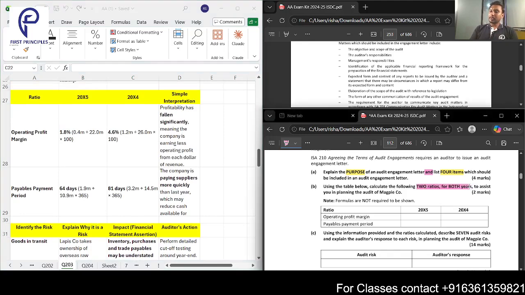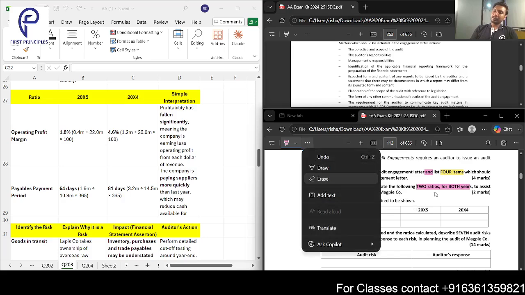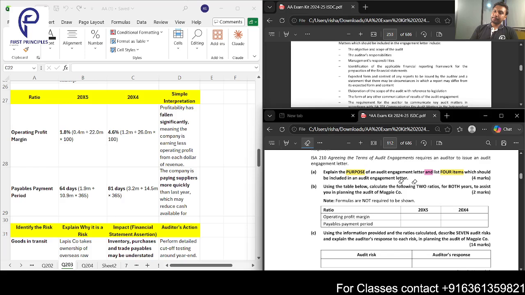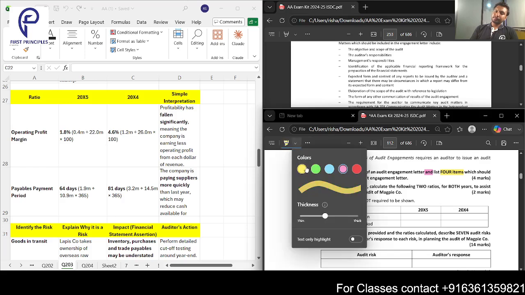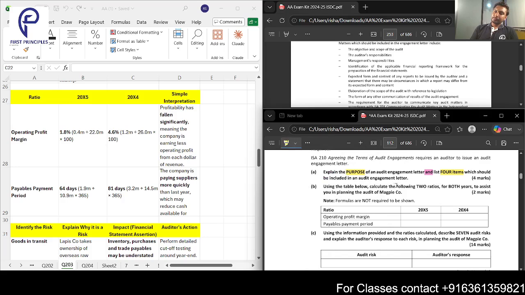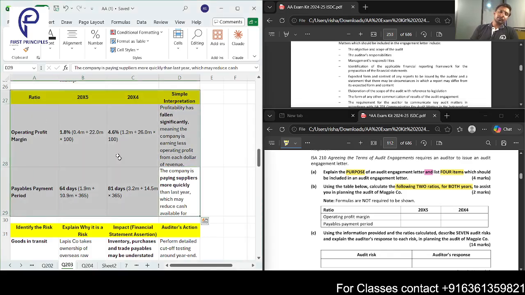Calculate the two ratios for both the years. So you're calculating two ratios and you're doing it for both the years. Okay, two ratios and for both the years.